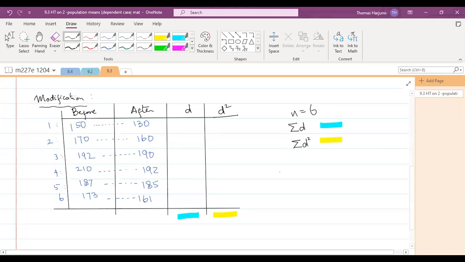Now then, after that, find the D bar, which is basically the sum of these divided by the sample size. And then find the variance of those differences, which is the sum of, I believe you recognize these formulas. I just replace X by D's. And then you find the standard deviation of these differences.